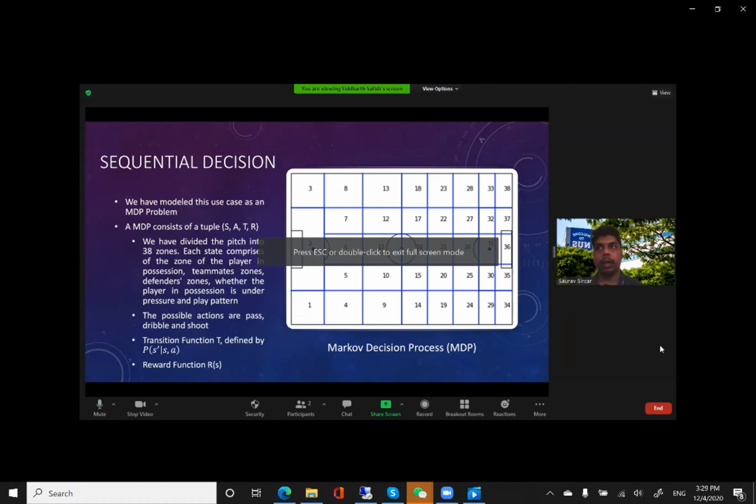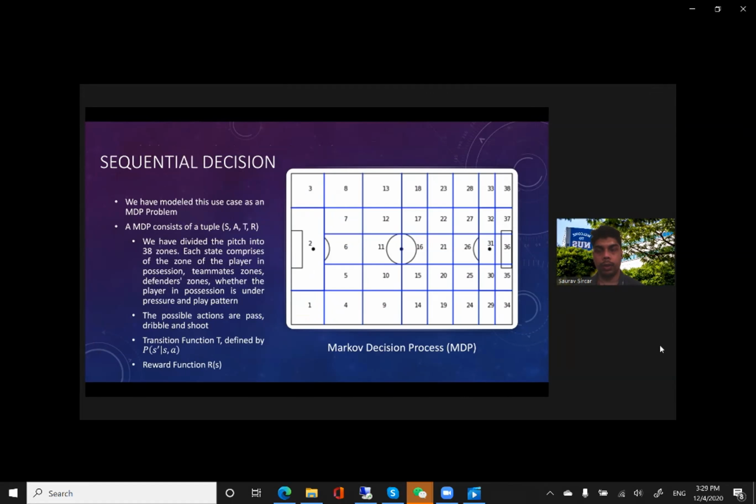So next we take a look at the second part of our methodology, which involves analyzing a sequence of actions. In order to do this, we have modeled our use case as a Markov decision problem, or an MDP problem. Every MDP consists of a tuple, which consists of a set of states, a set of actions, a transition function, and a reward function.